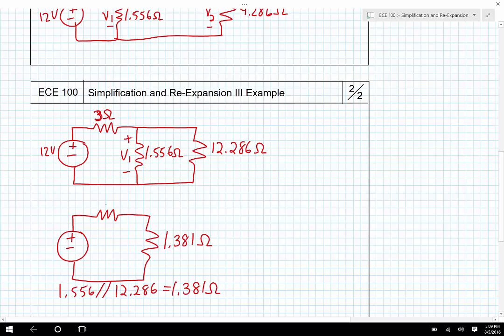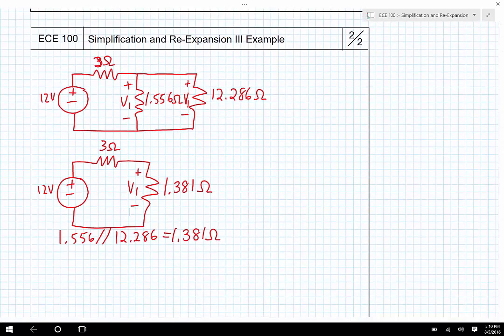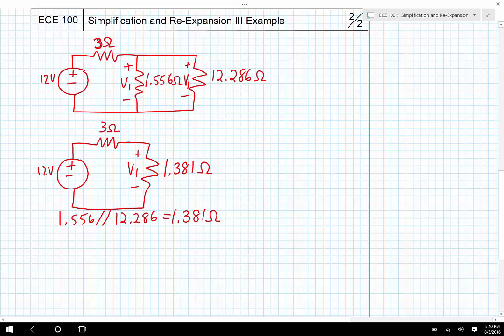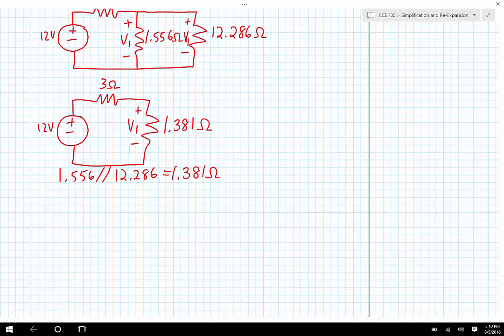So 1.381 ohms, and here we have 3 ohms, and here we have 12 volts, and V1 was the voltage across both of the resistors that we just combined in parallel. So V1 is still persisted all the way to the end here. It's still that voltage right there. Notice that at this point, if V1 was the only thing we were looking for, we could now solve for V1 using just voltage division, because we have 12 volts being shared between two resistors in series. But it's not the only thing we're looking for, so we'll find V1 on our way to finding everything else.